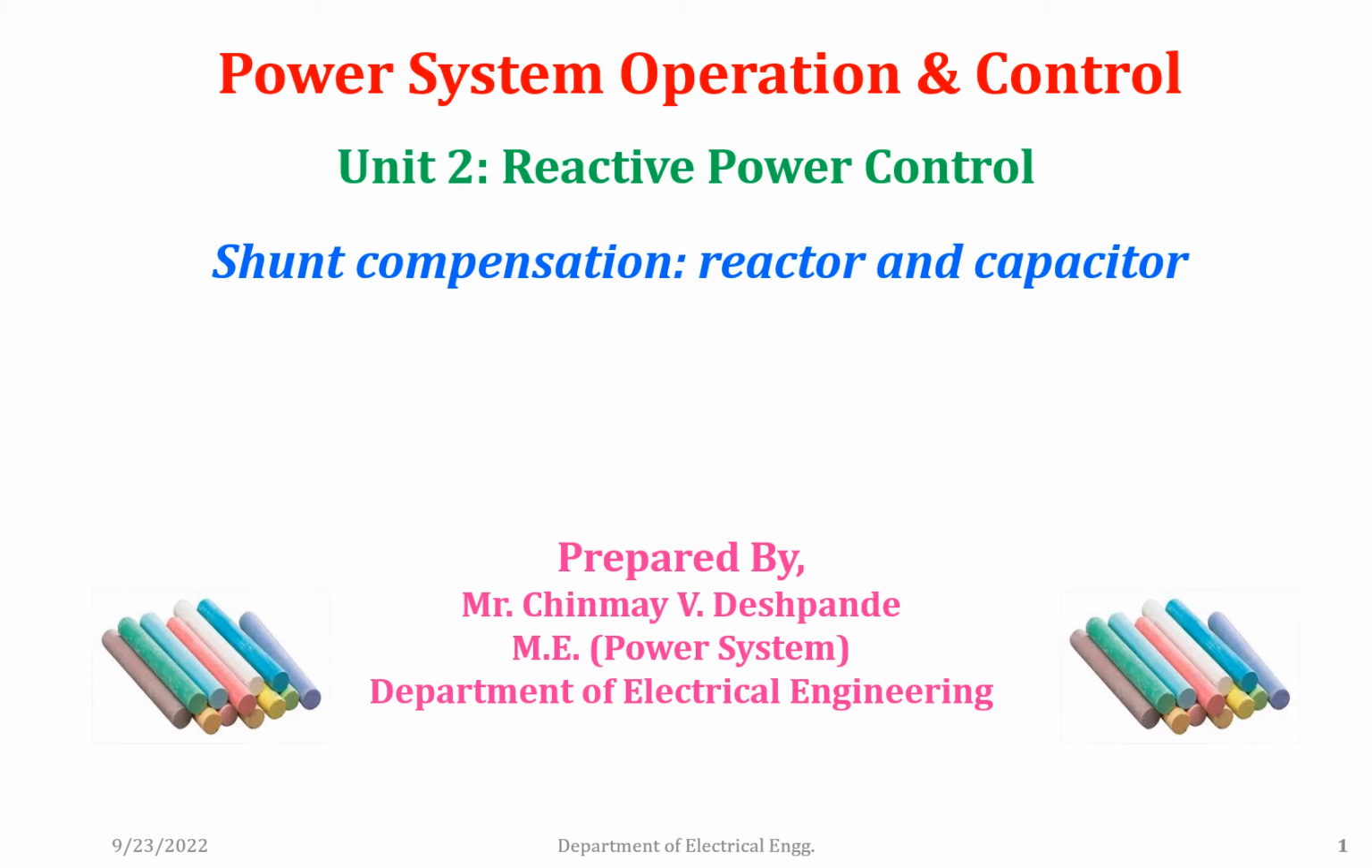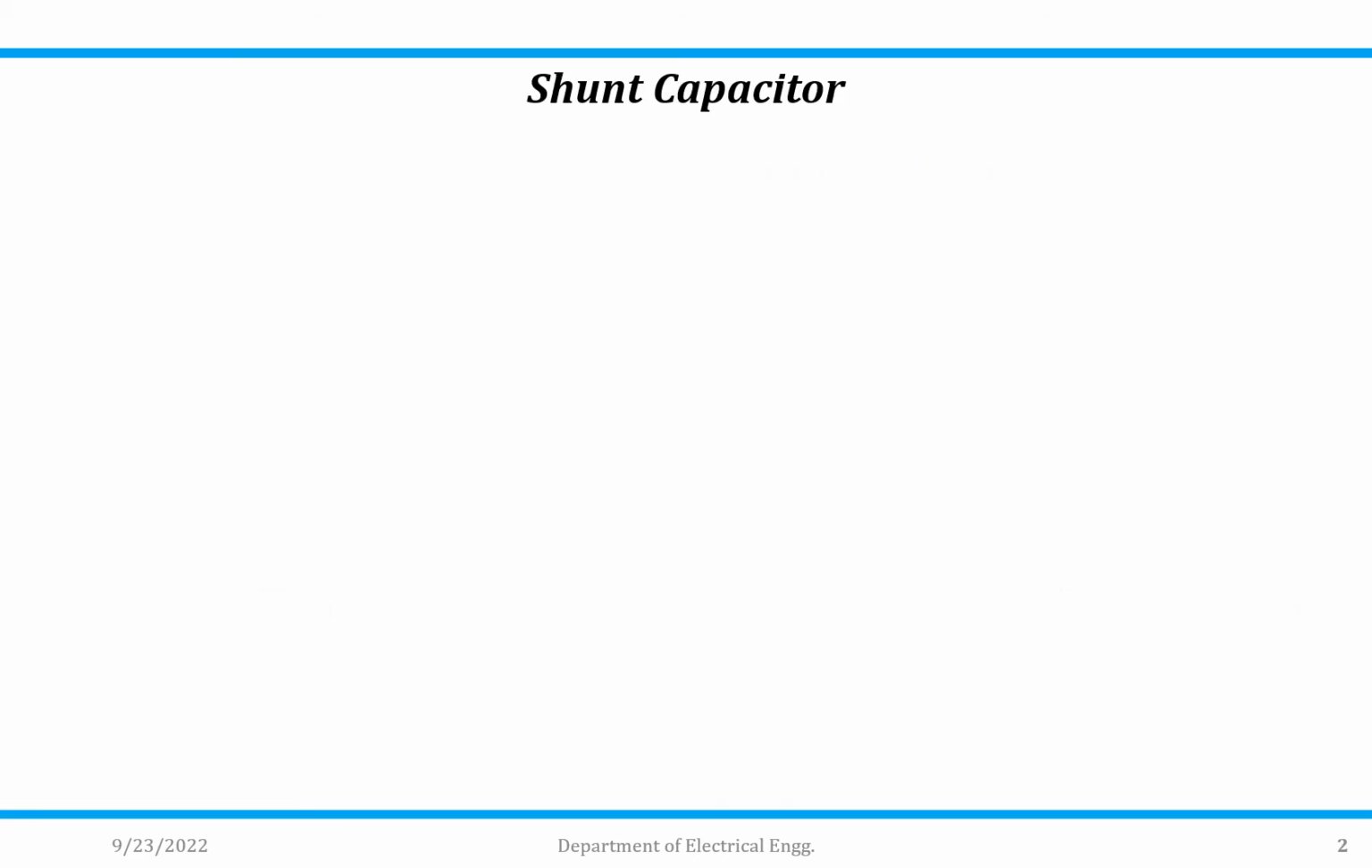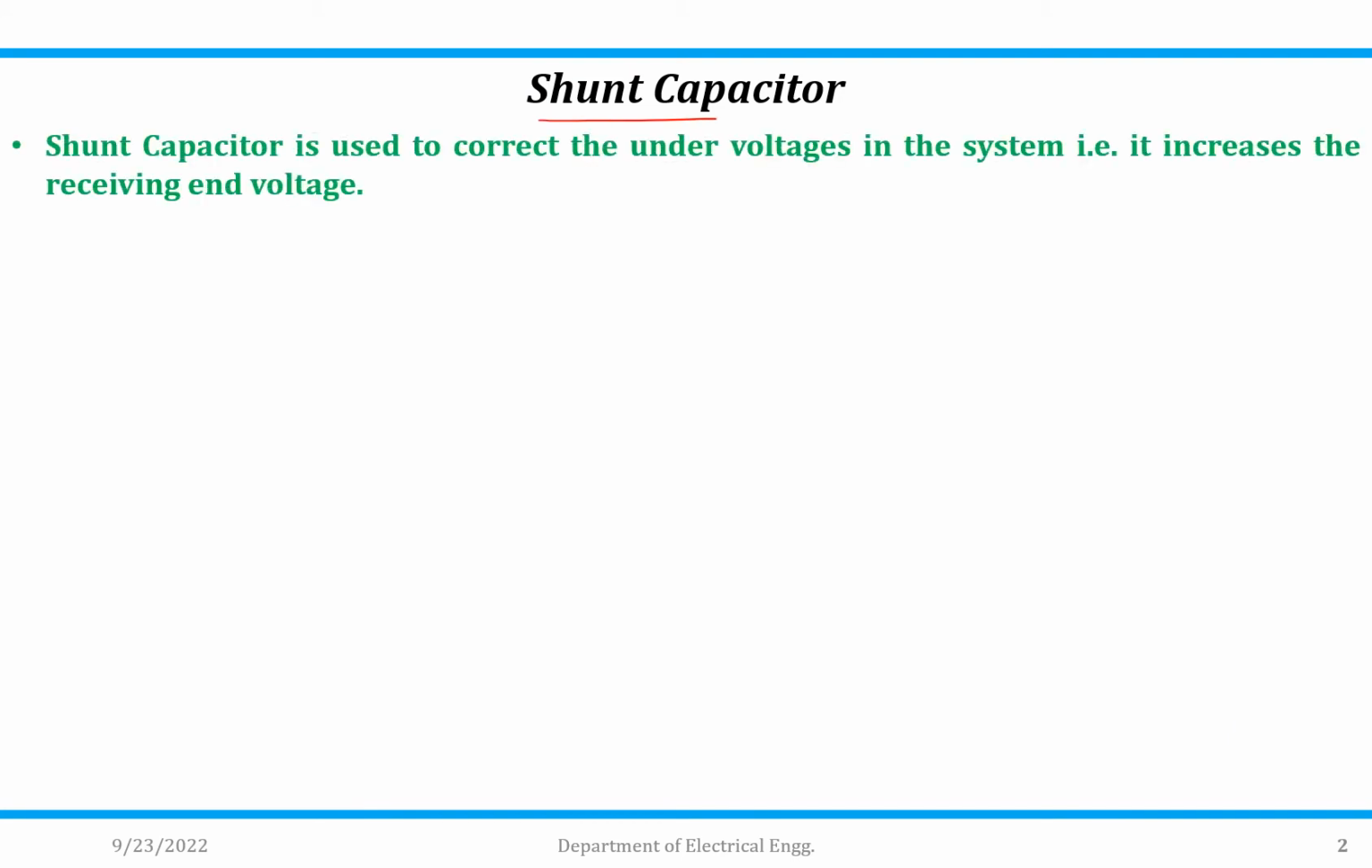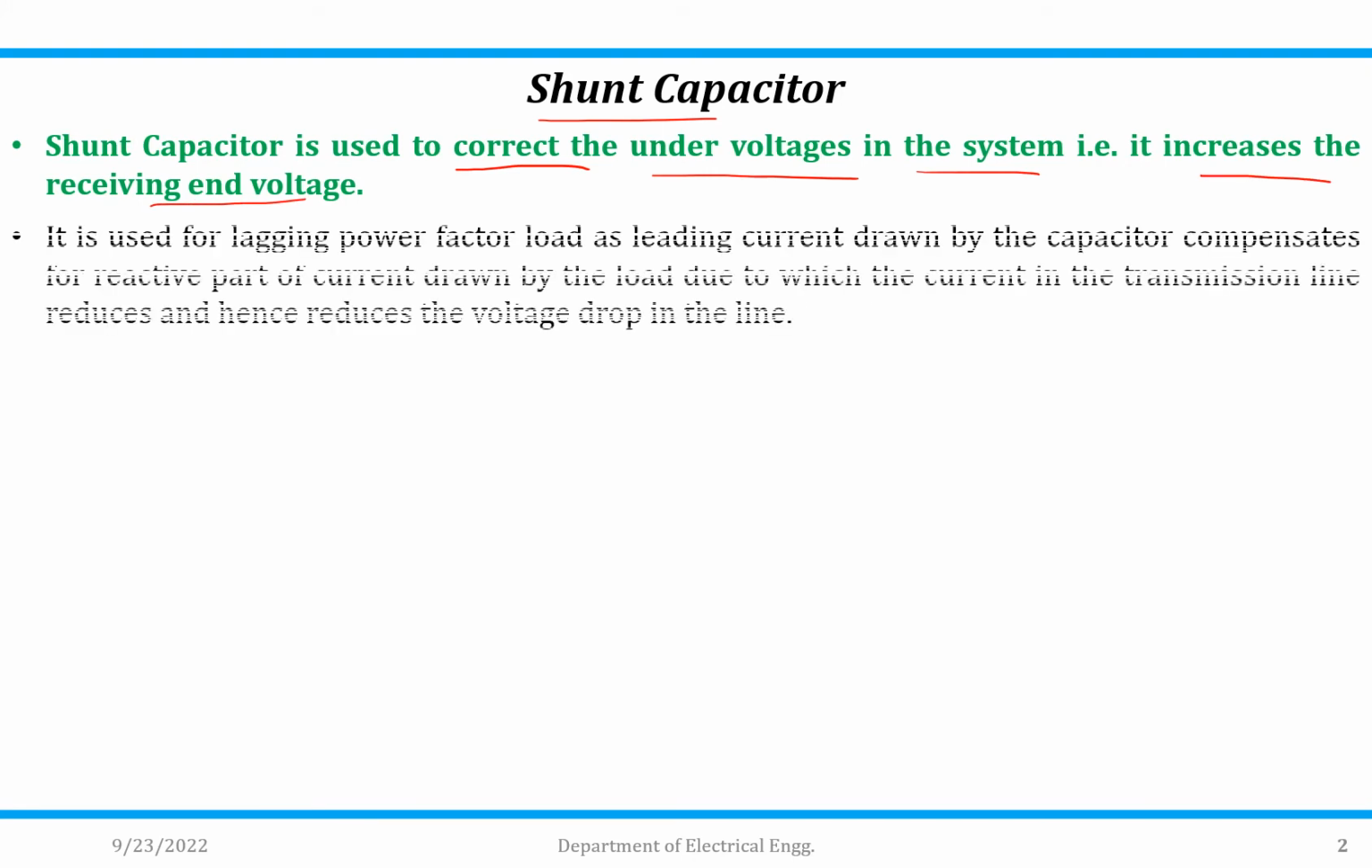In this video lecture, we are going to discuss reactive power control, and in that the topic is shunt compensation by reactor and a capacitor. Let us first discuss a shunt capacitor. Why is the shunt capacitor used in the power system? A shunt capacitor is used to correct the under voltages in the system. What it does is it increases the receiving end voltage.